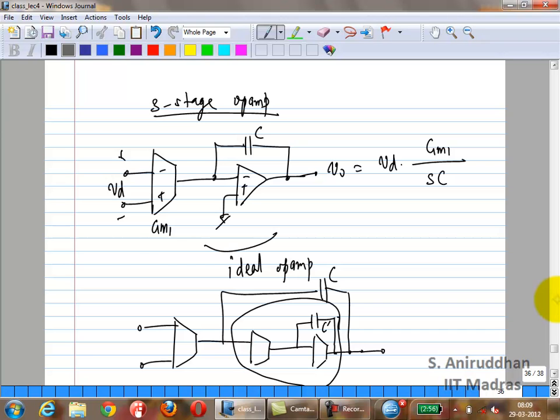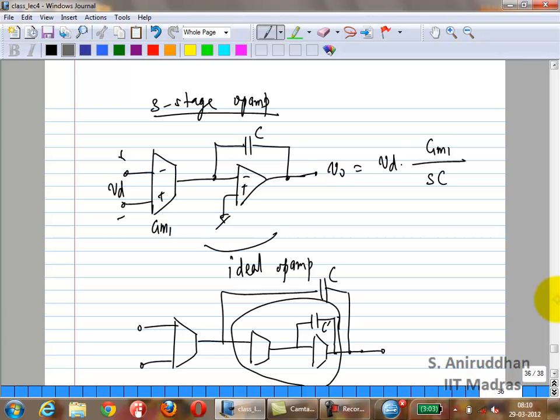So first of all, you're starting off with 3 stages. Let's say you've not added the compensation yet. The overall 3-stage op-amp has a pole that corresponds to a unity gain frequency of GM1 over SC. So you would expect that the pole of the first stage, which comes here, to be the largest. Then next would be the pole here, and finally the pole here. Correct? So this is exactly what we started off with, right?